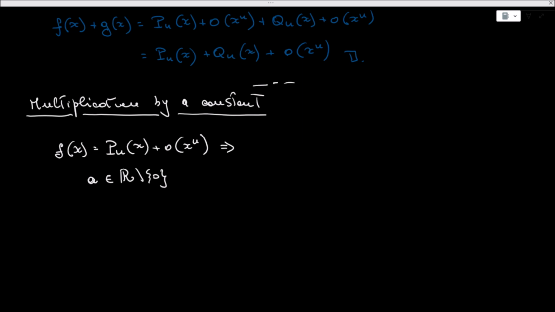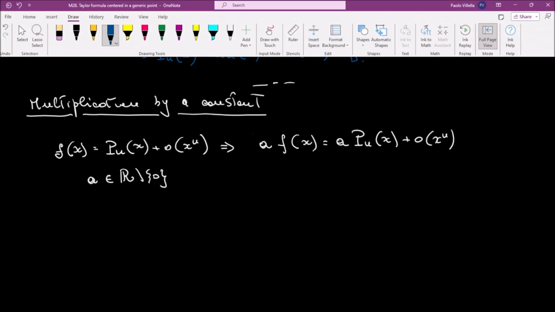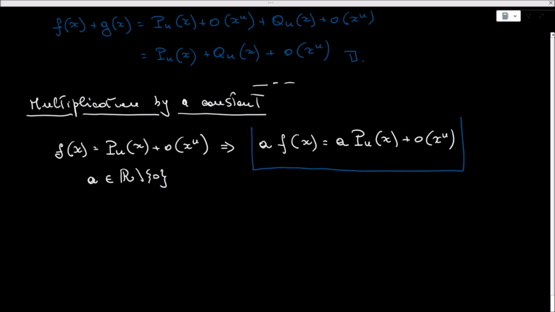this implies that the new function obtained by multiplying a times f of x will have an expansion which is a times Pn of x plus little o of x to the n. So this is the thing we want to prove. Okay, so let's give a proof, which is quite straightforward, I would say.